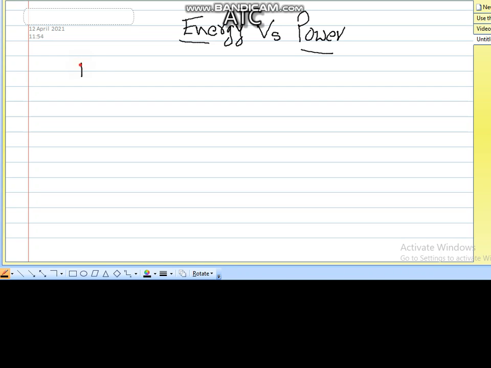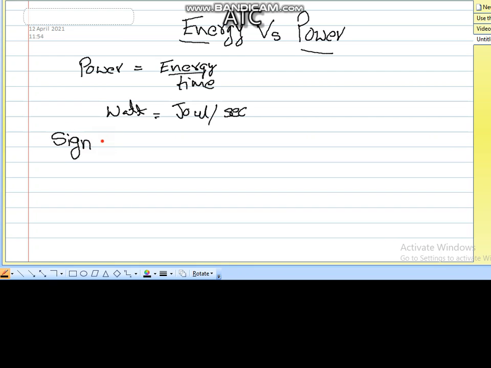At intermediate level, we know power is equal to energy per time, right? So that's why watt is equal to joule per second, because joule is the unit of energy. Coming to the signals, what is an energy signal and what is a power signal? From this statement, power is nothing but the time average of energy.